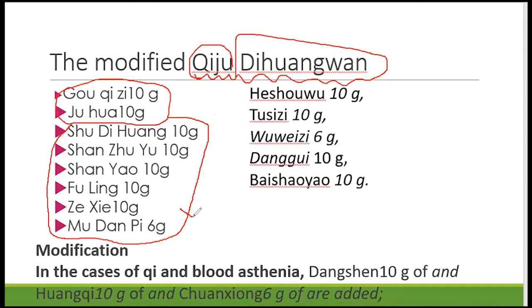Basically, usually we call this formula Liu Wei Di Huang Wan, because it has six ingredients inside. But if we add another two herbs there, we remove the Liu Wei, six ingredients, and directly call it Qi Ju Di Huang Wan. Qi is Gou Qi Zi. Ju is Ju Hua.